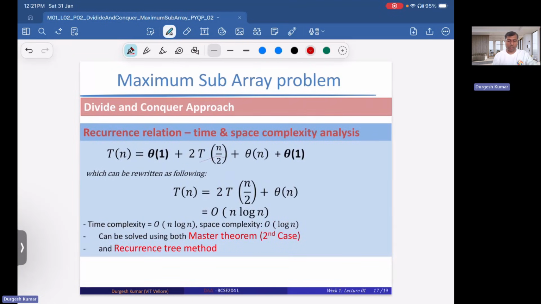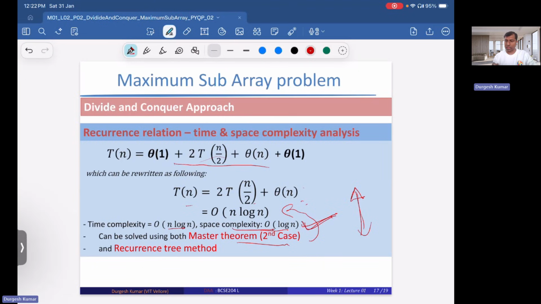So the net recurrence relation will look like this: T(n) equals 2T(n/2) plus theta n, which can be solved using the second case of the master theorem, resulting in a time complexity of n log n and a space complexity of log n due to the recursive call stack. The maximum height of the recursion call graph will be log n.